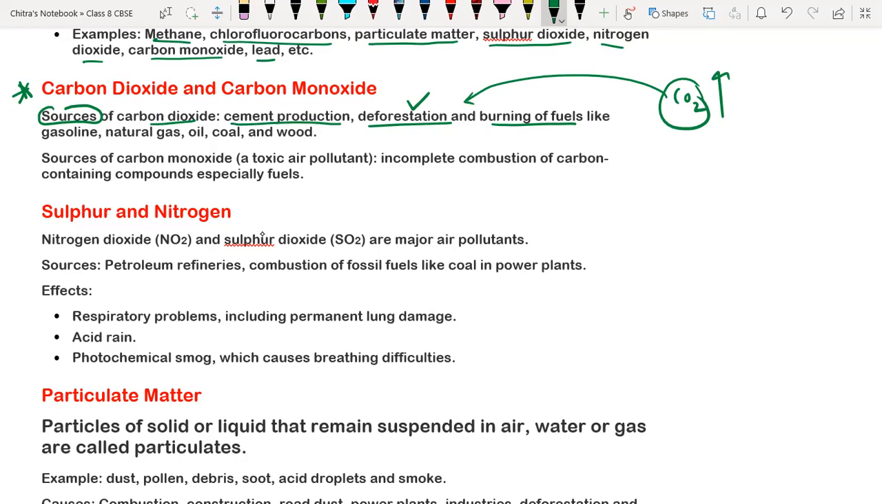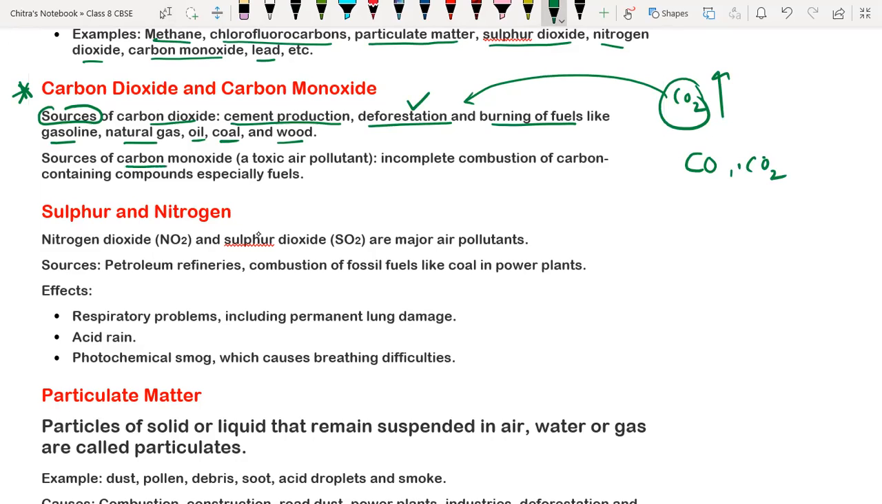Burning of fuel like gasoline, they are hydrocarbons. Natural gas, oil, coal, wood, petrol, diesel, etc. are petroleum products. Fossil fuels like coal, if you burn them, are made up of carbon and hydrogen. So when you burn such fuel, they will release carbon monoxide and carbon dioxide into the surroundings. These are the main sources of carbon dioxide.